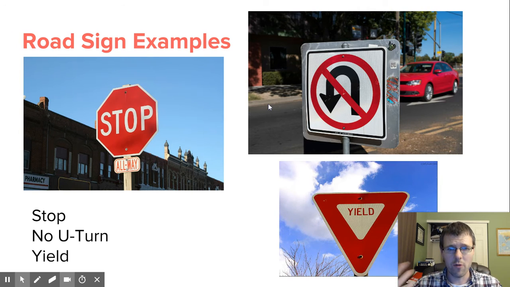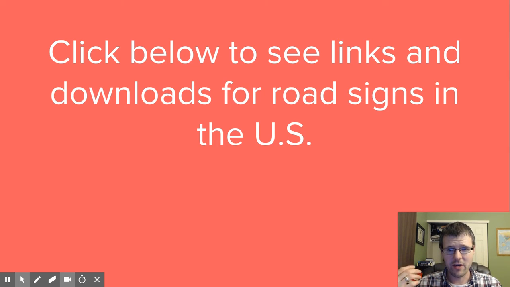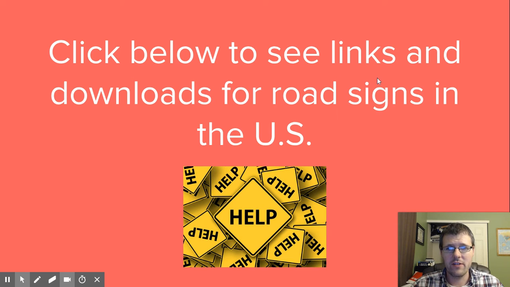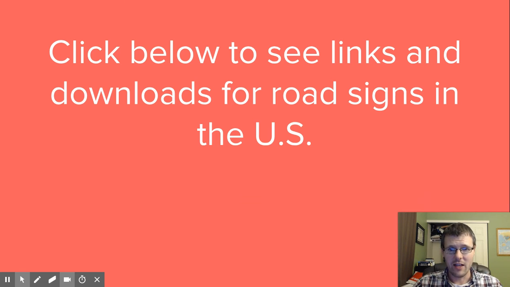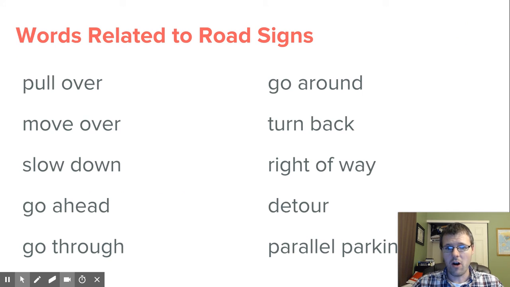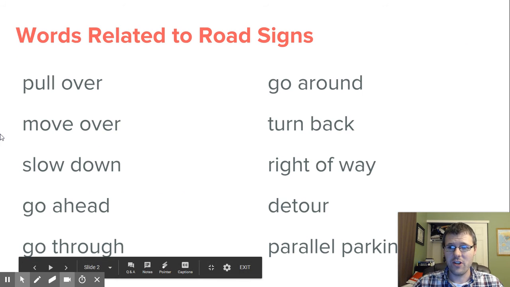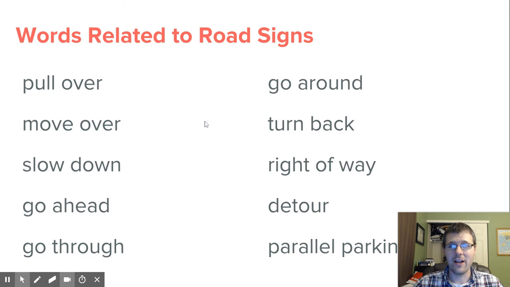So we have more road signs. You can click the link below this video and you can see downloads for different roadside examples. There's a whole PDF document. You can see in English each road sign and the English word to go with each road sign. But like I said, in this lesson, we're going to review all of these words, and in our next video, we'll cover the first two here, pull over and move over, in our next video.